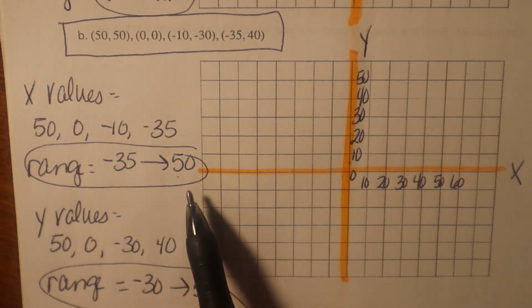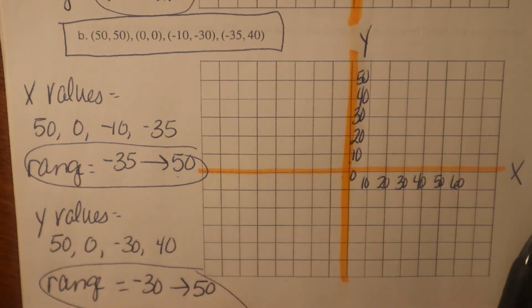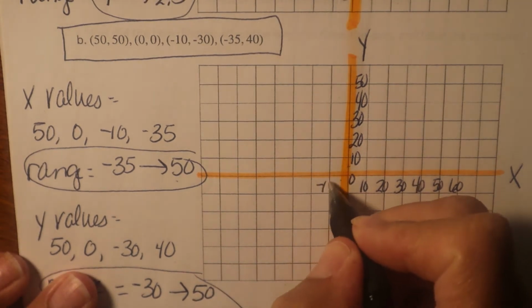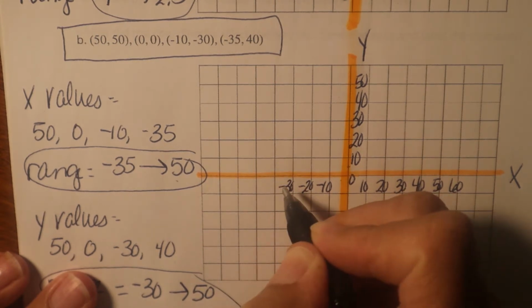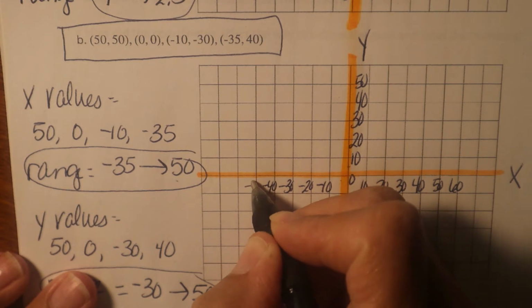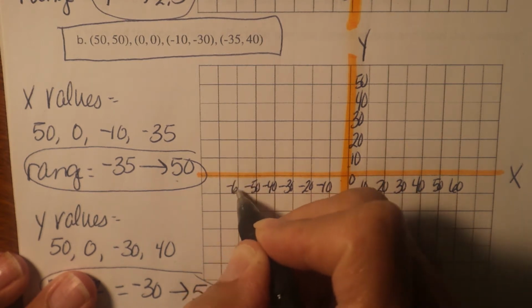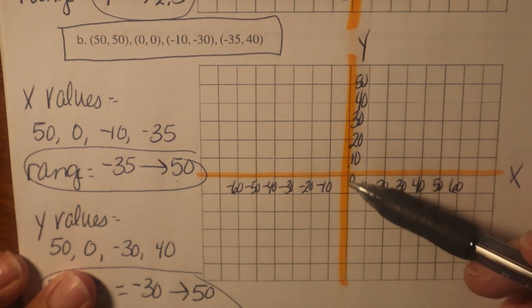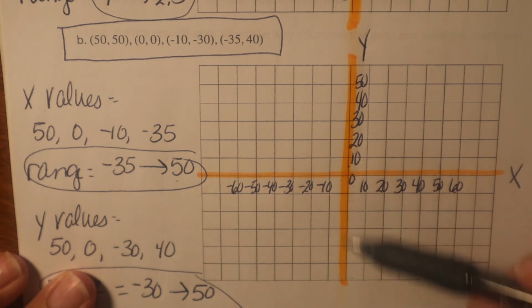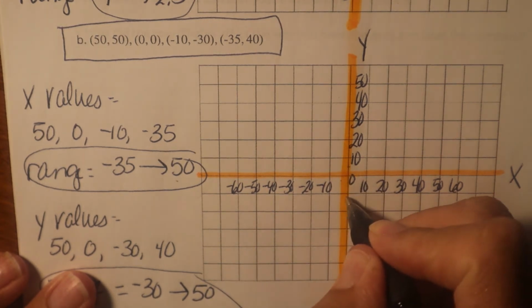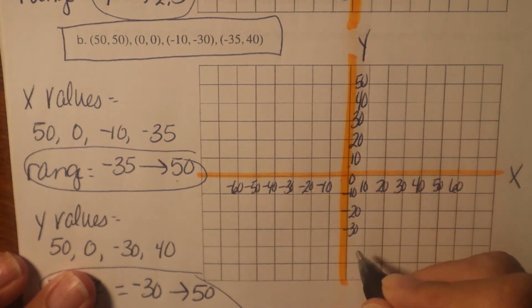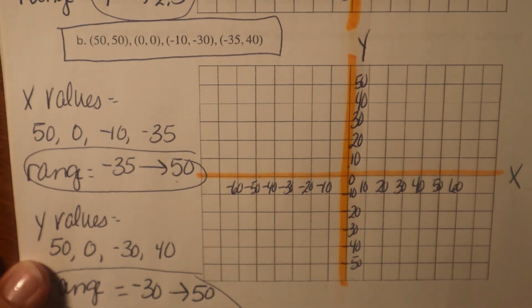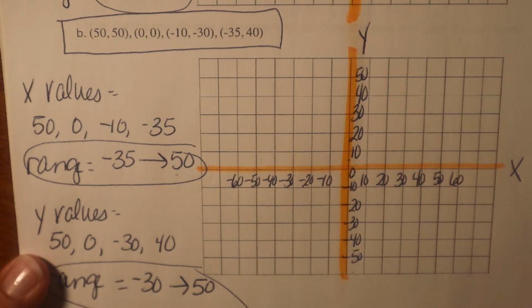Now going to the left of 0 on the x-axis, these are negative numbers, so I'm going to have -10, -20, -30, -40, -50, and one more, -60. And then coming down from my y-axis, these will also be negative numbers. I'm going to squeeze a -10 in there, -20, -30, -40, -50. Yeah, it takes a little time, but that's just how you have to do it.